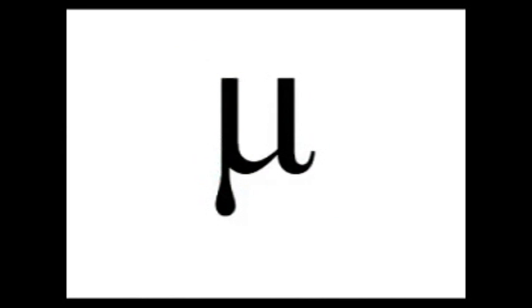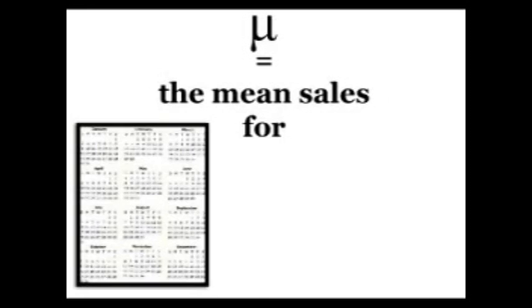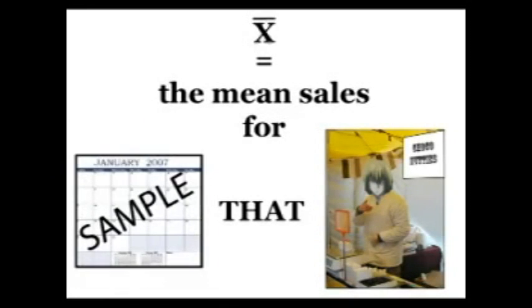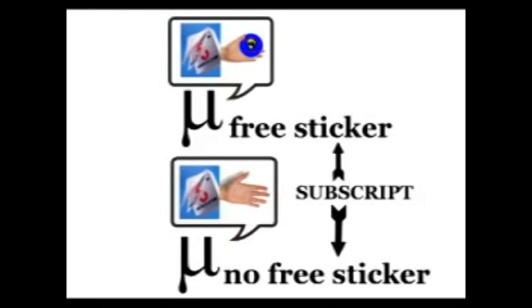Written in mathematical terminology, we use mu, a Greek letter, to represent the population mean. These are the mean sales for all days that Choco Nutties are ever sold. These are different from the sample means, which are the values we calculate from our data. The subscript, saying either free sticker or no sticker, indicates whether we are talking about the population mean for days when a sticker is offered or when it is not.